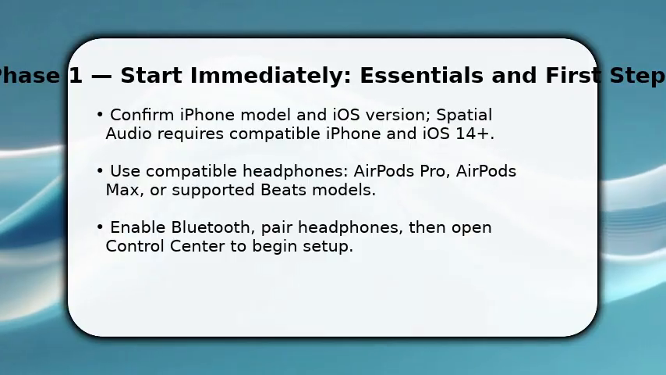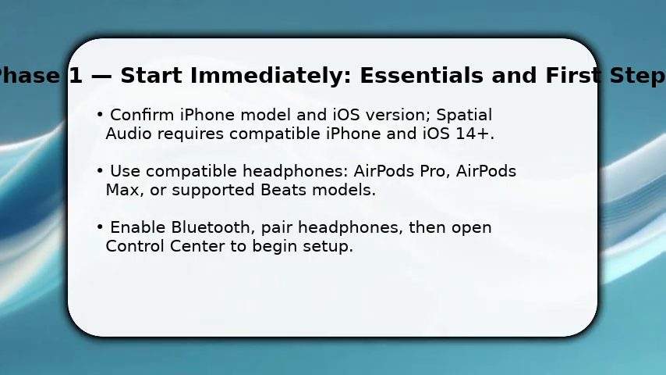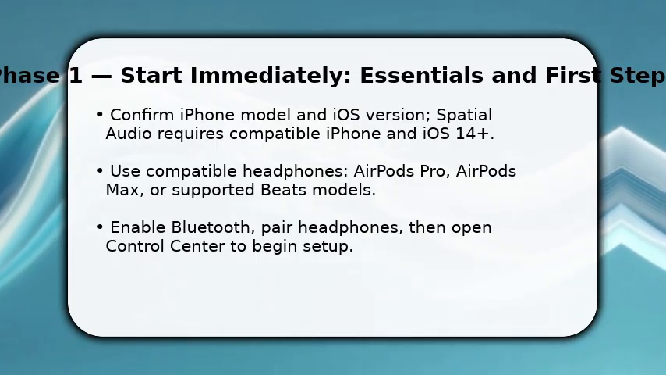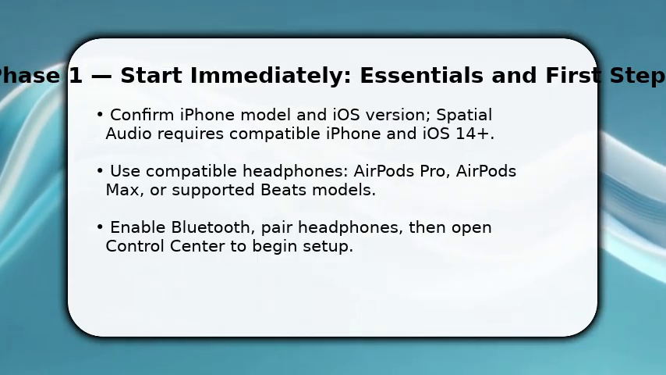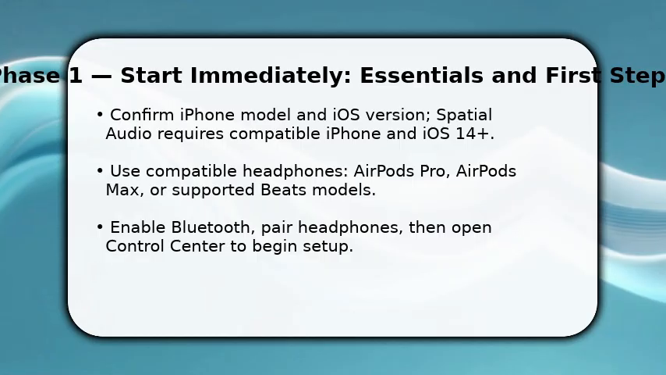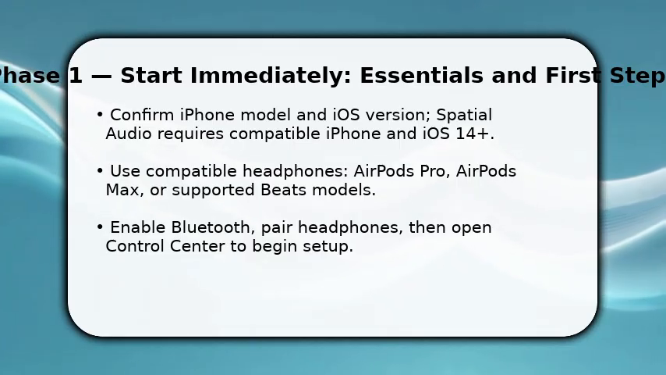You need a compatible iPhone and supported headphones. Once paired, start now. First, make sure Bluetooth is on and your AirPods are connected. Then open Control Center and long press the volume tile to reveal spatial audio controls. Tap Spatialize Stereo or Spatial Audio to toggle it on. This activates the processing that places sound around you.